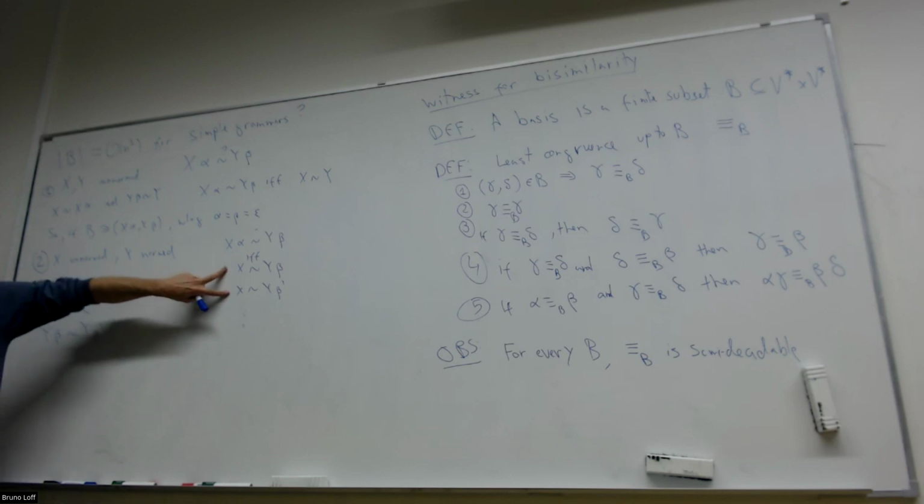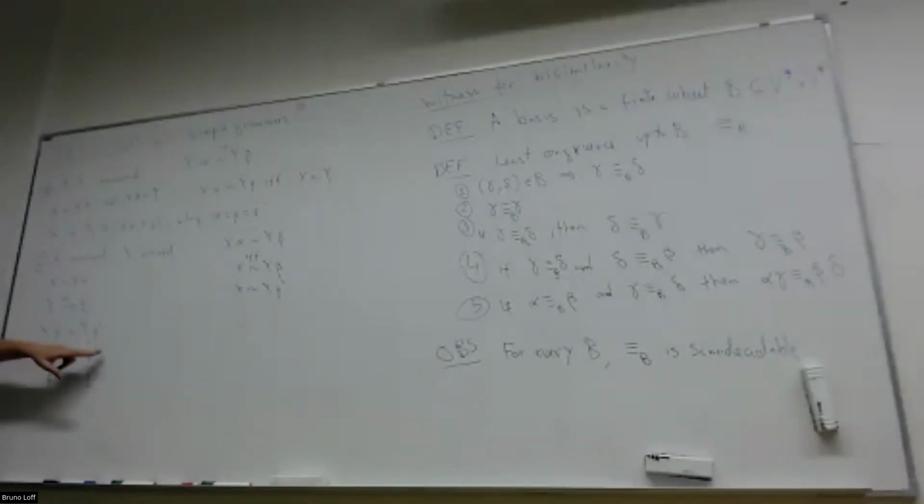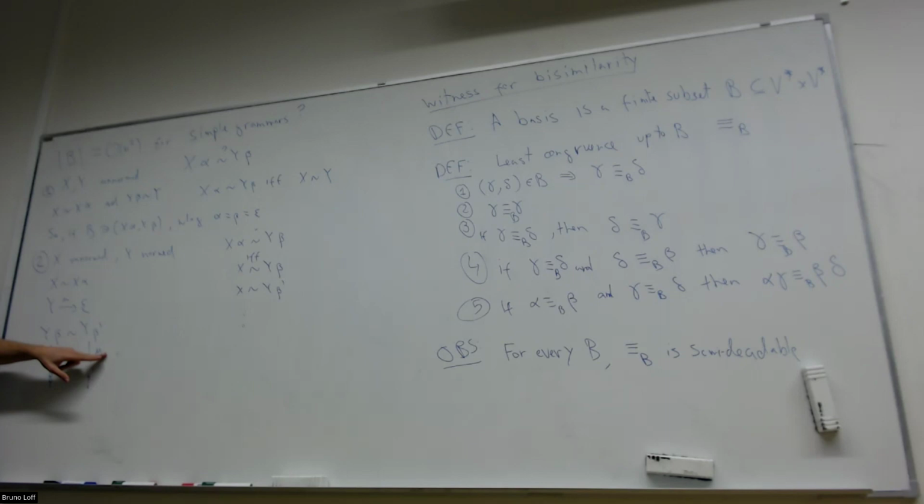Then, because they are both bisimilar to x, they must be bisimilar among themselves, right? So y beta must be bisimilar to y beta prime. But now, this word has a transition to beta by a sequence of non-terms, and this has a transition to beta prime by the same sequence. And now this is the point. Because the grammar is simple, the only way to match this transition is with this transition because of determinism.